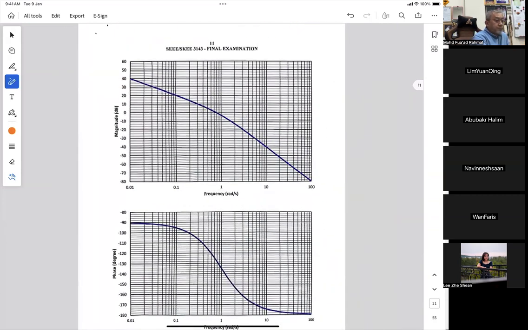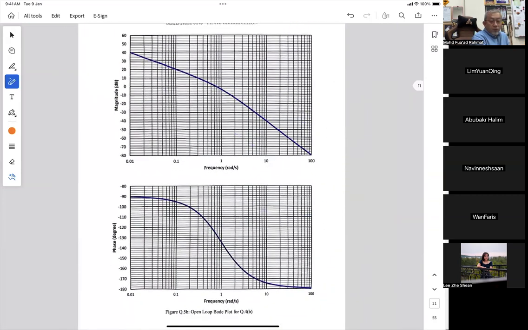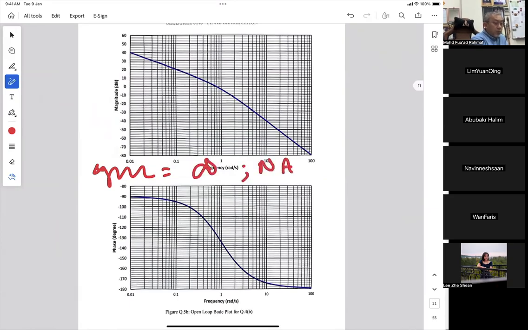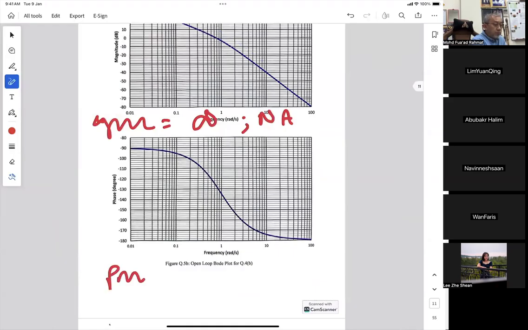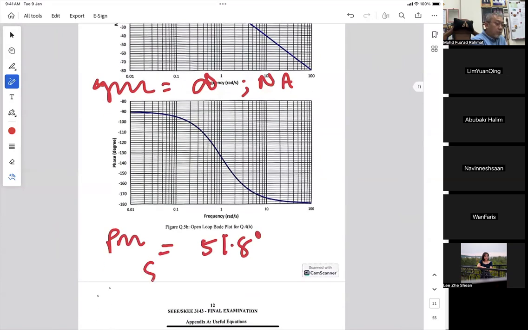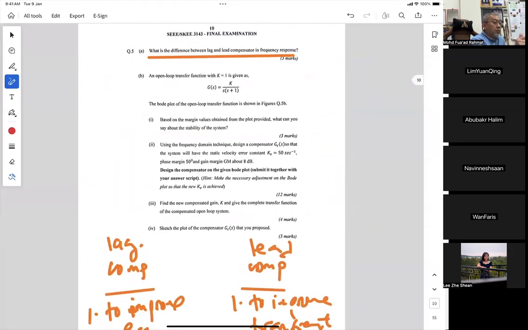Plot given here. For question 5, gain margin: infinity, not available. Phase margin is 51.8 degrees. So is it stable? Stable, due to positive phase margin.